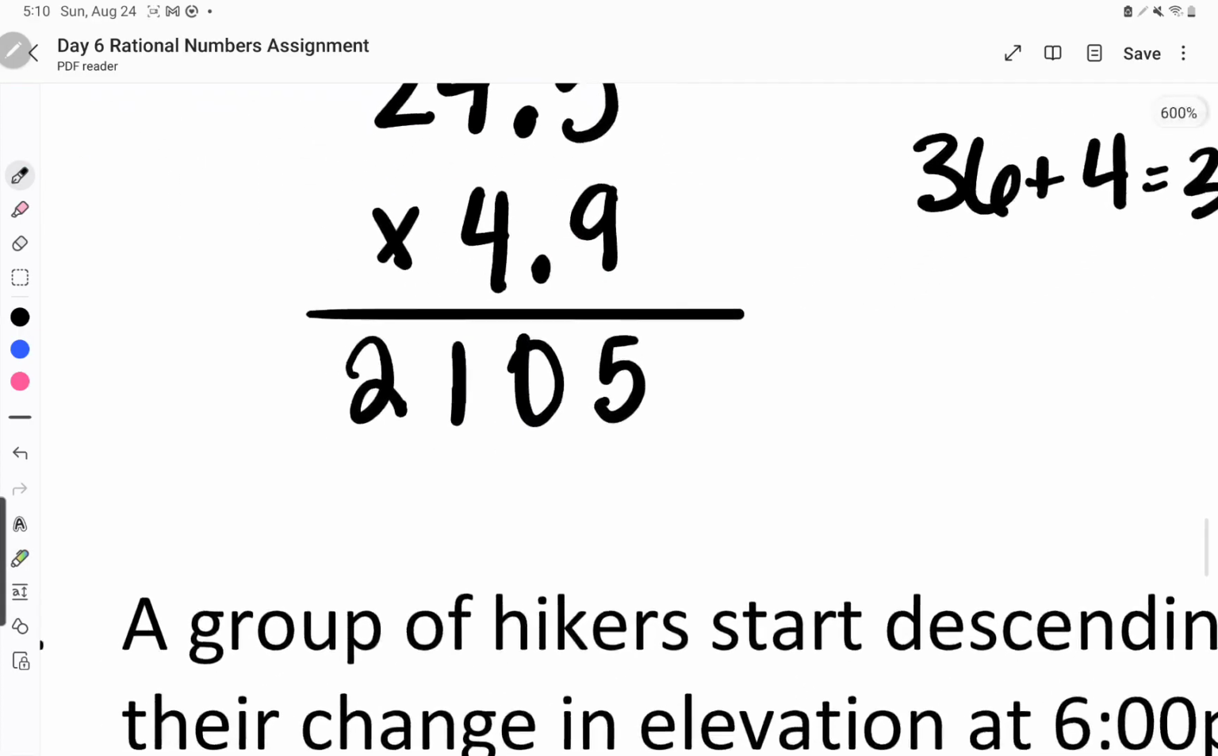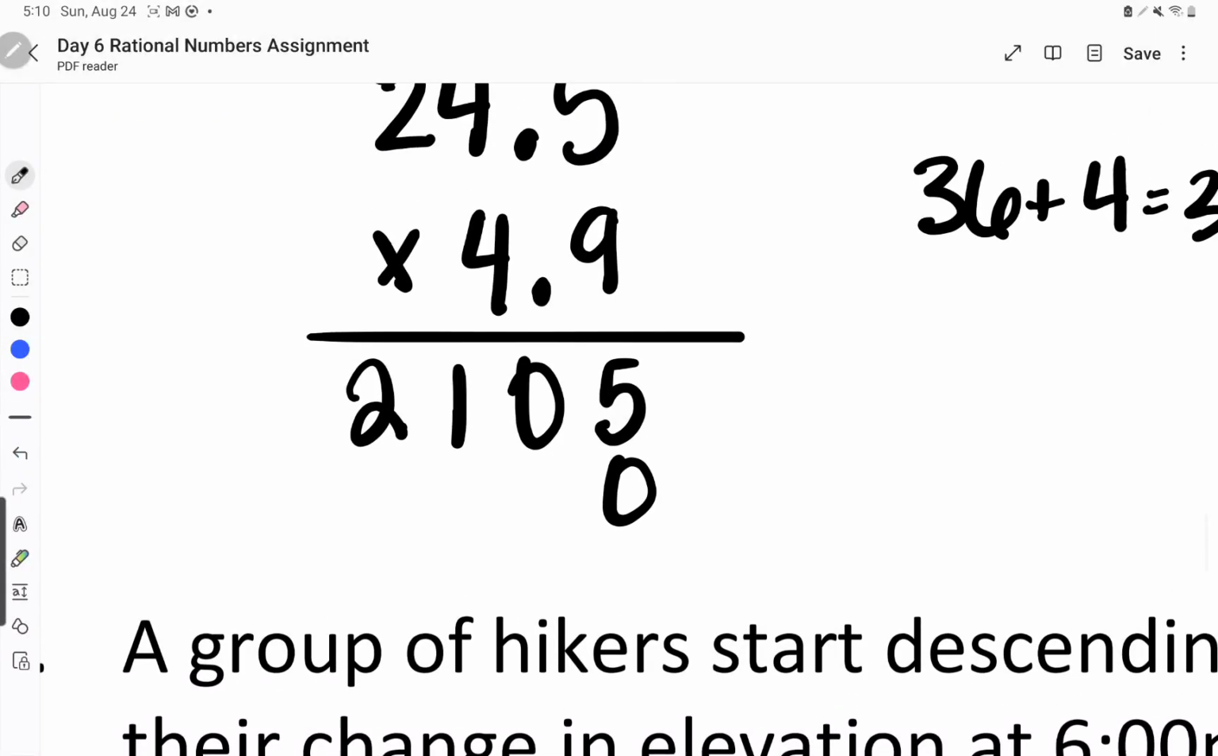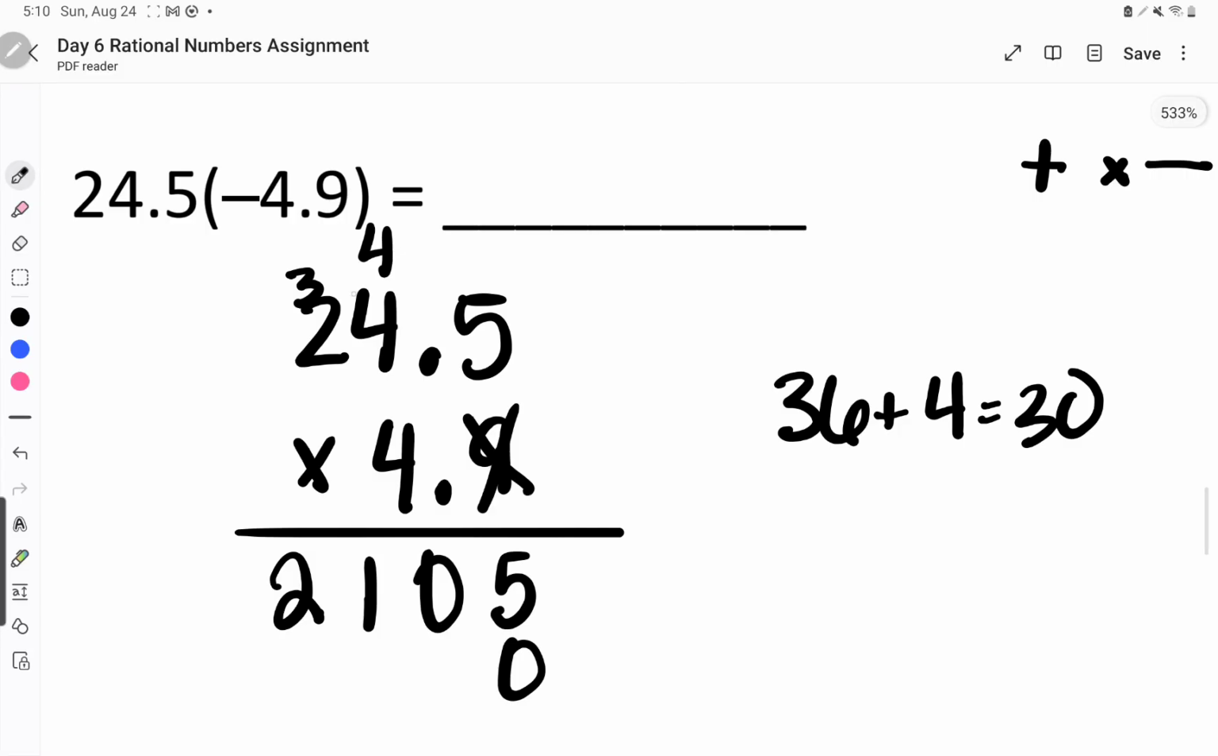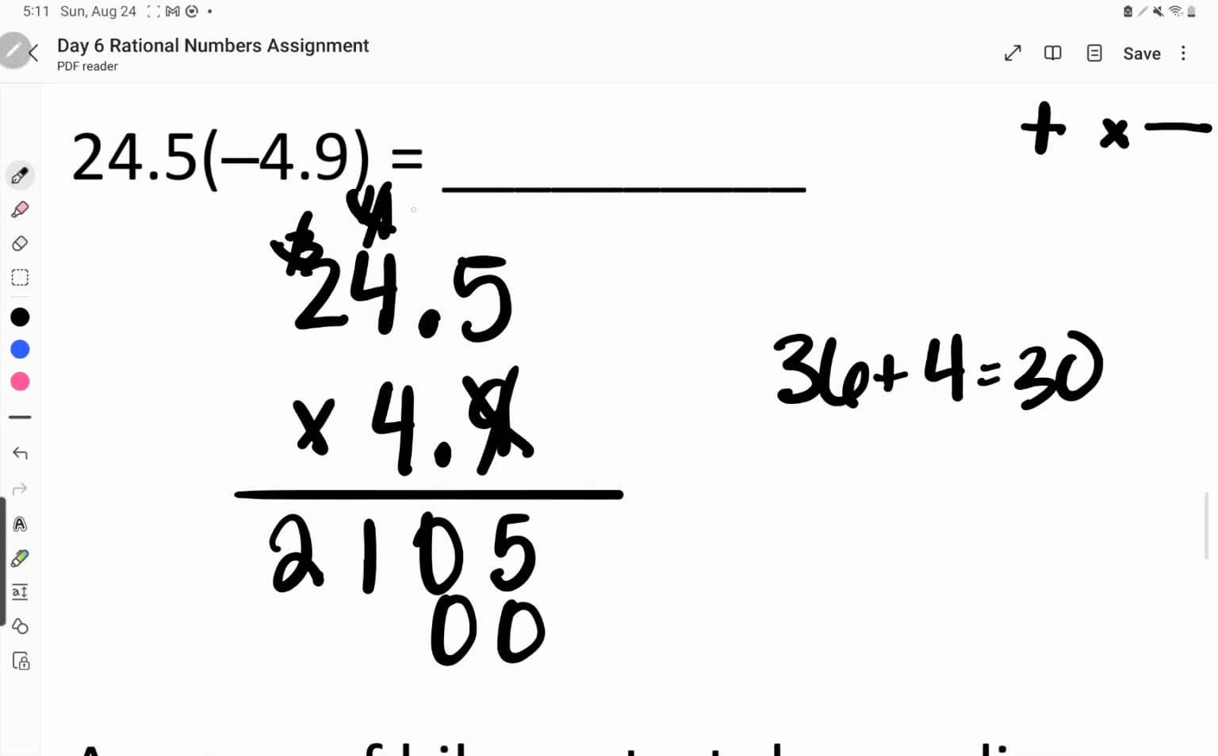I'm on my next row now, so I add a 0. And then I cross these out because I already used them. And now I have 5 and 4. So 4 times 5 gives me 20. So I write down a 0 and I carry my 2. Then I have 4 times 4. 4 times 4 is 16, and then I add my 2, and that gives me 18. So I write down an 8, and I carry my 1. Now I have 4 times 2, and 4 times 2 is 8, plus 1 gives me 9.